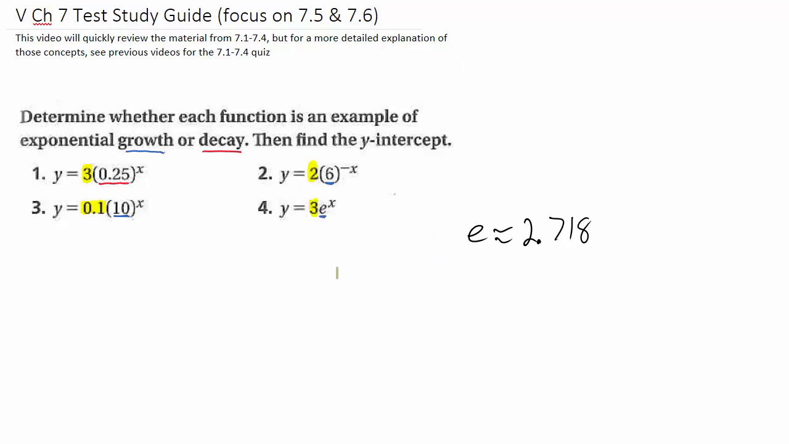You can confirm all of those by graphing them. Decay is when the base is less than 1, and the y-intercept is always the coefficient that's in front of the base that you're raising to an exponent.